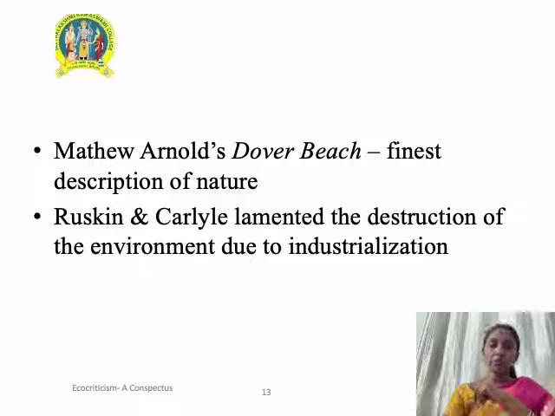Not only the Romantics but also later 19th century writers showed interest in natural writing. For example, Matthew Arnold's Dover Beach is said to offer one of the finest descriptions of nature. Also, there were Victorian essayists like Ruskin and Carlyle, both of whom lamented the destruction of the environment due to industrialization.